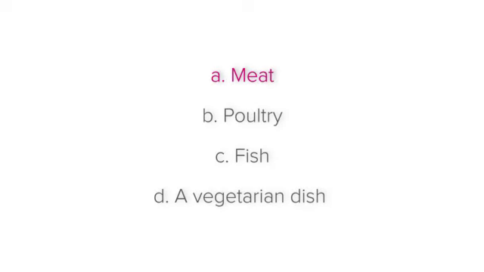Now, note whether the main ingredient is meat, such as beef, game, lamb, and pork, poultry, such as chicken, turkey, duck, and quail, fish, or a vegetarian dish containing no meat.